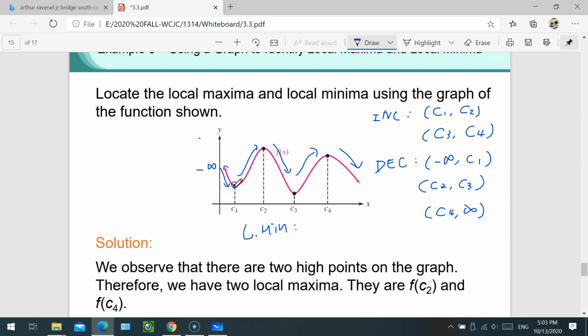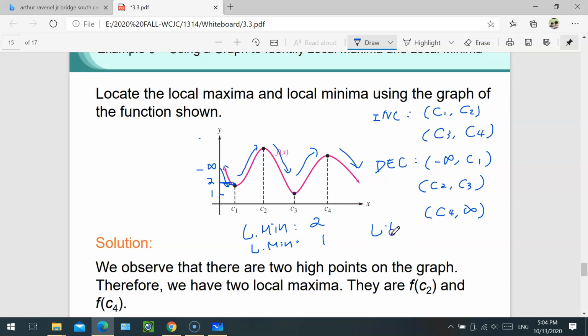Now, local minimum. I mean this point, right? There are two local minimum points because this is a polynomial function, so you might have more than one local point. So the local minimum of this point would be this value. For example, if this is 2 and this is 1, the local minimum at your point C1 would be 2. And the local minimum at this point would be just 1.